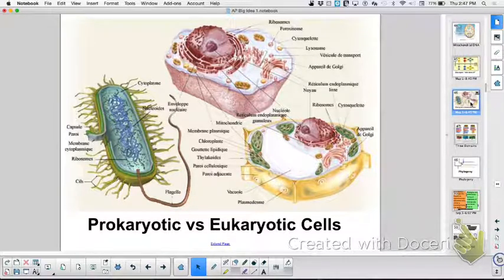Have these been drawn to size? No. What size should that prokaryotic cell be? Prokaryotic cells should be what? It's much smaller. It would be the size of maybe mitochondria or chloroplasts in a eukaryotic cell. Good job.